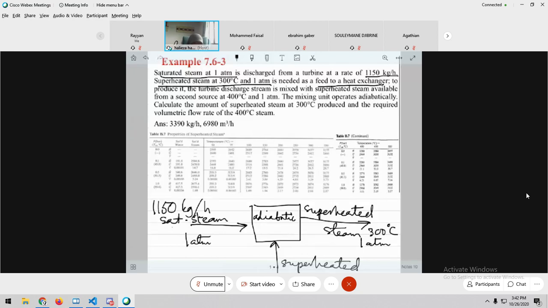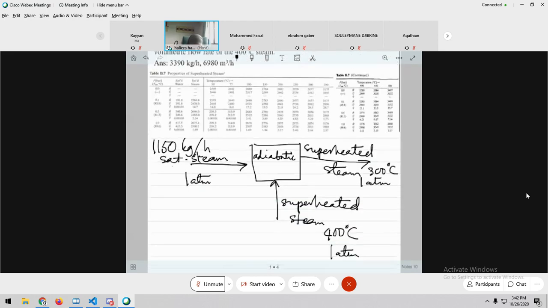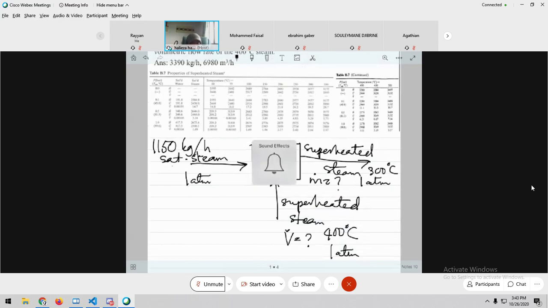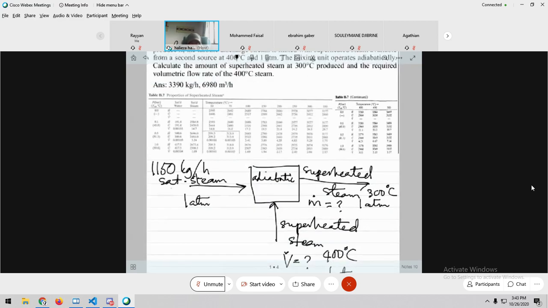The mixing process is you need to calculate the amount of the 300 produced and the required volumetric flow rate of that steam. What is this volumetric flow rate? What is this mass? That's the question. Anybody? Did I get it right? Have a look. Did I get that right? Somebody check. Anybody? Guys? Can you show the question again? Okay, I seem to be talking to myself.